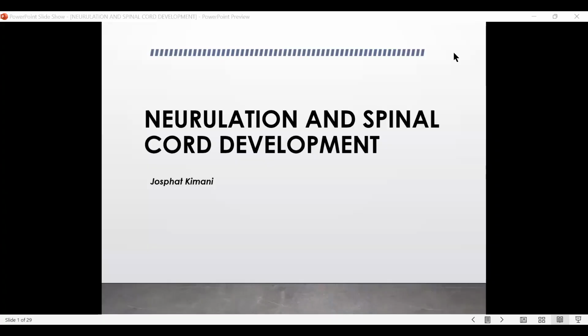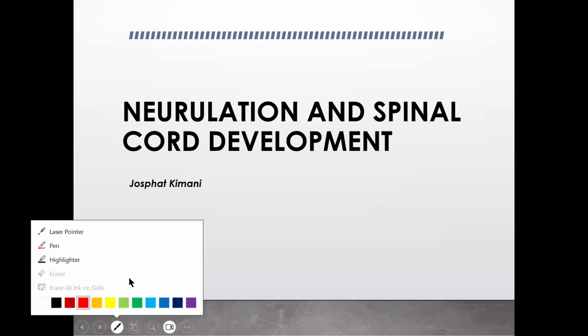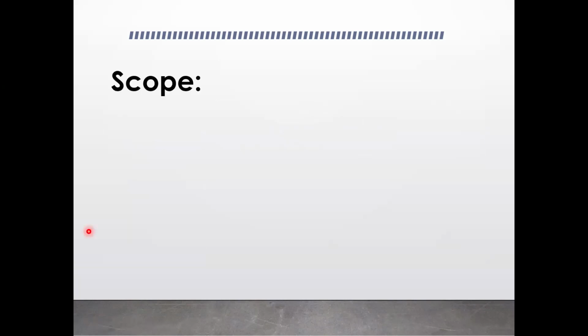So we'll go ahead and discuss the neurulation of the spinal cord, the development of the spinal cord. By that, I mean, where does the neurotube come from? And out of this neurotube, which point gives us the spinal cord?